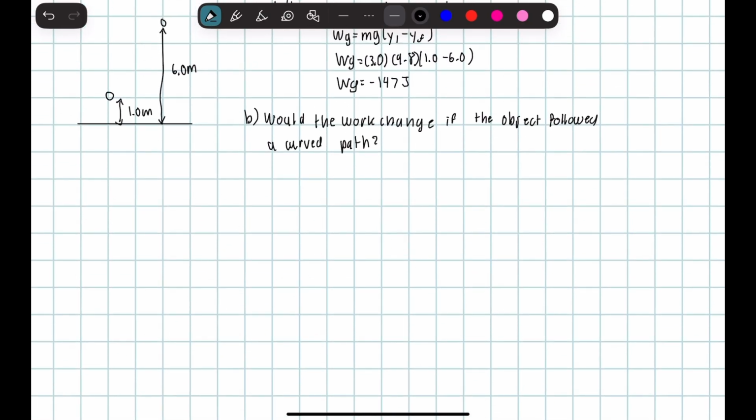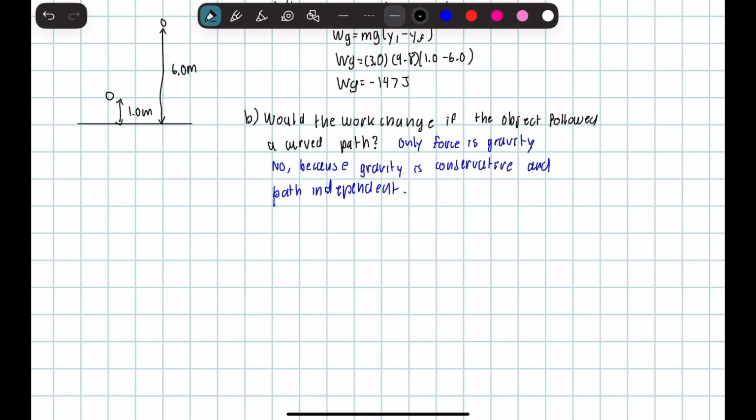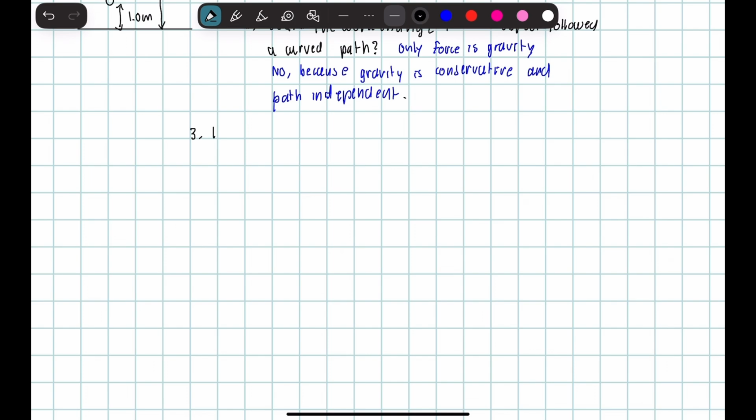Now, this is a question: would the work change if the object followed a curved path? Well, no, because the only force is just gravity, because we aren't mentioning air resistance or anything. So we know that gravity is conservative and path independent. So changing it to a curved path wouldn't do anything to the amount of work done, because it would be the same.